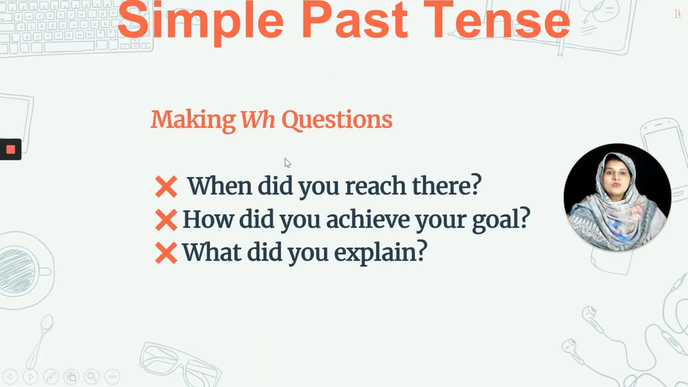Then there are some question statements which are made with WH questions. There, first we add the WH word and then we add the helping verb did, right? Afterward, we add the subject, then the first form of the verb. For example, when did you reach there? How did you achieve your goal? What did you explain, right?